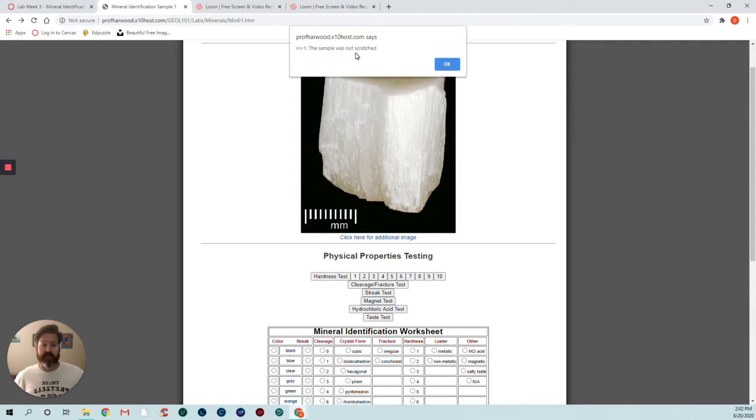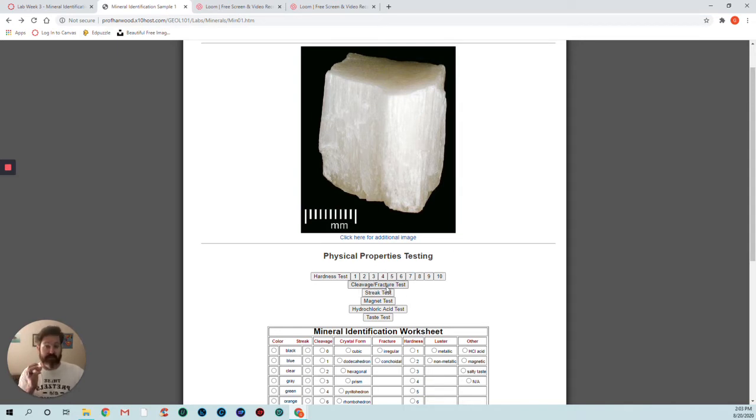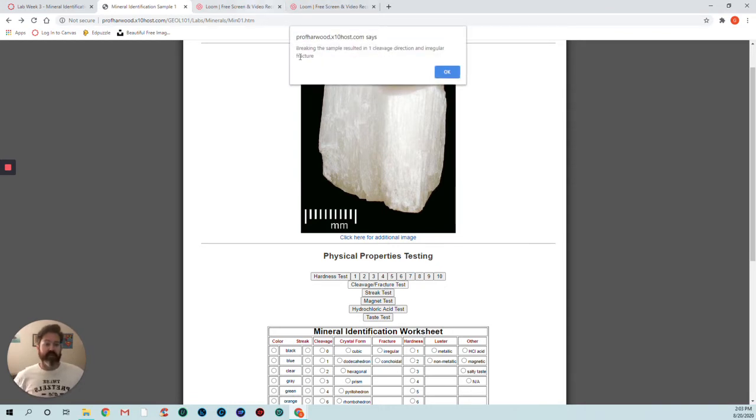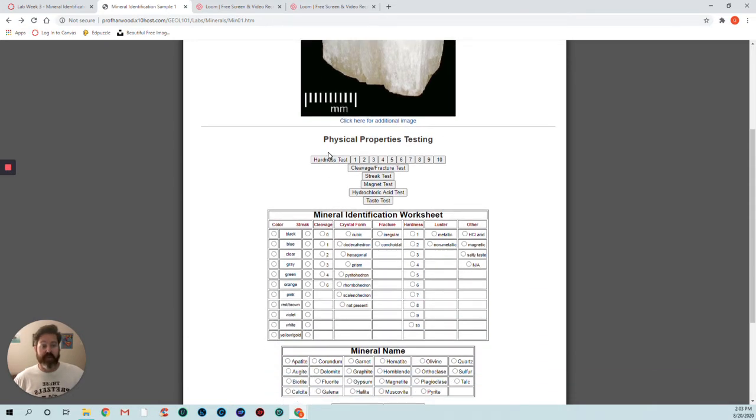The sample was not scratched, so we know this is harder than 1. With 2, the sample was not scratched, so we know this is slightly harder than 2. Sample was scratched with the hardness of 3, so we know that this is between 2 and 3. Very soft. Probably you could scratch it with your fingernail. We look at the cleavage test next. Breaking the sample resulted in 1 cleavage direction and an irregular fracture.